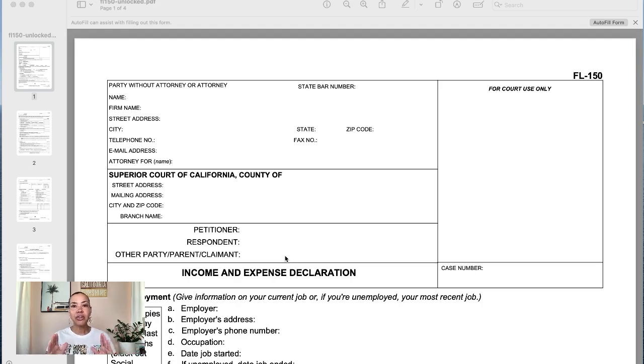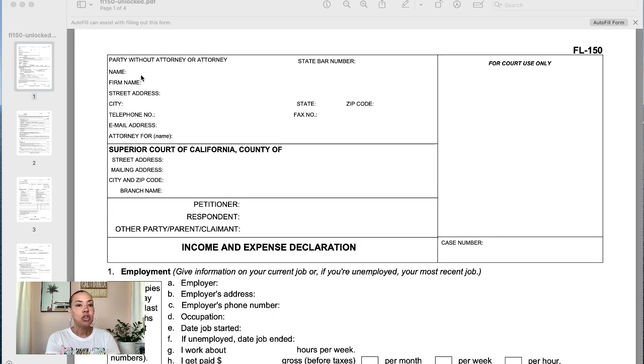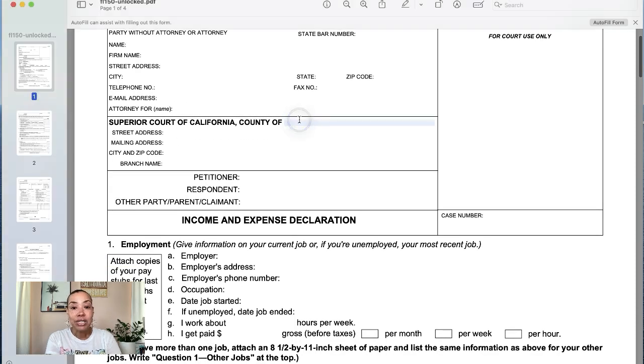Okay, so here is the California Form FL-150, Income and Expense Declaration. Right up here, you would put your name, if you don't have an attorney. If you have an attorney, then you don't have to fill this form out. I'm talking to you, people who don't have an attorney. So you're going to leave this part blank. You're going to put your address, your city, your state, your zip code, your telephone number, your email address. You're going to put the county. What county are you filing in? And the court that you're filing to.